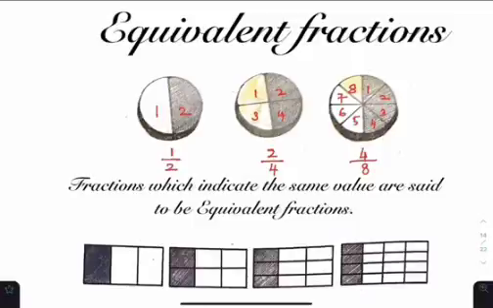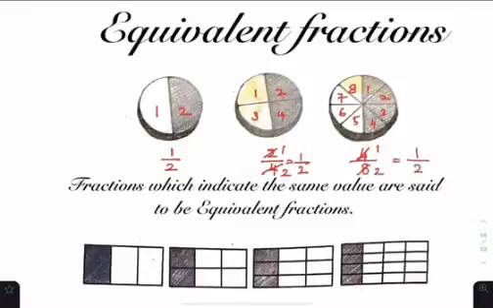Now if you observe all the three fractional numbers, all seem to be equal, because 1 by 4 cannot be reduced to any further level. 2 by 4 can be reduced: 2 ones are 2, 2 twos are 4, so this also becomes half. Now 4 by 8 can be reduced: 4 ones are 4, 4 twos are 8, so 1 by 2 again. So if you observe, all three fractions are the same. So fractions which indicate the same value are said to be equivalent fractions.